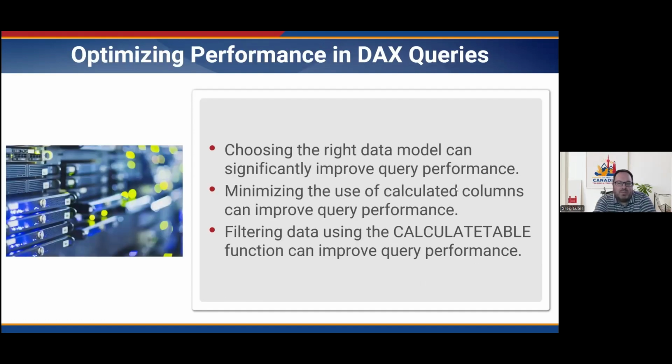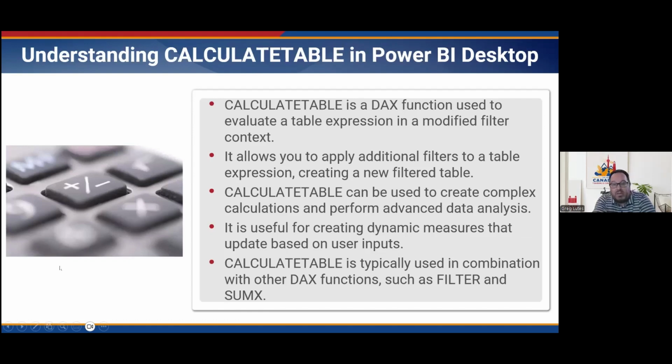Optimizing the performance of DAX queries is essential for creating these fast reports. It's important that you choose the right data model, minimize the calculated columns, and filter the data by using things like CALCULATETABLE. And these are just a few ways of being able to improve your query performance. With these tips, you can create reports that are both accurate and extremely quick to load. The one that I mentioned, CALCULATETABLE, is a very powerful function that allows you to create some complex calculations, but still perform some advanced data analysis using the desktop version of Power BI.